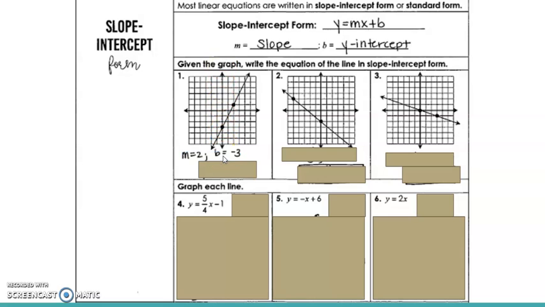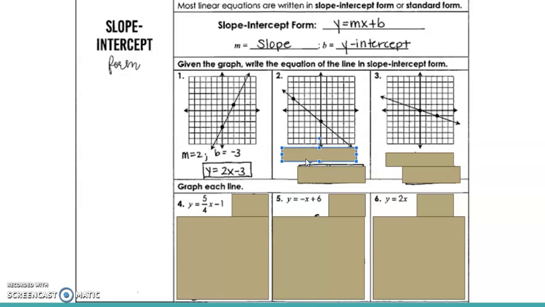So for this problem, my slope is 2. I'm going up 2 and over 1, up 2 and over 1. And my y-intercept is -3. When I completely write that out, I'm going to replace m and b in the slope-intercept equation and write y equals 2x minus 3.